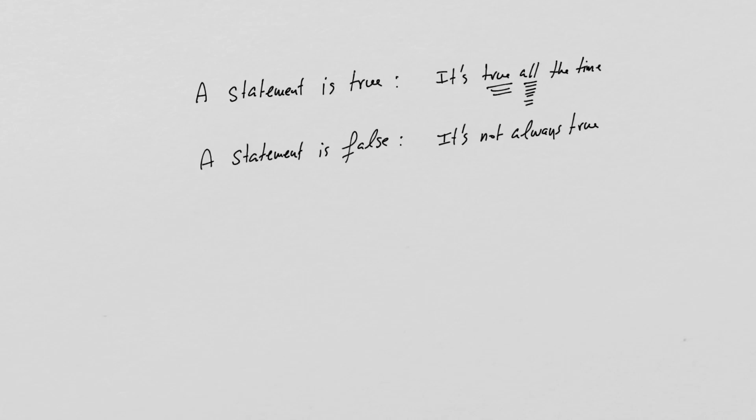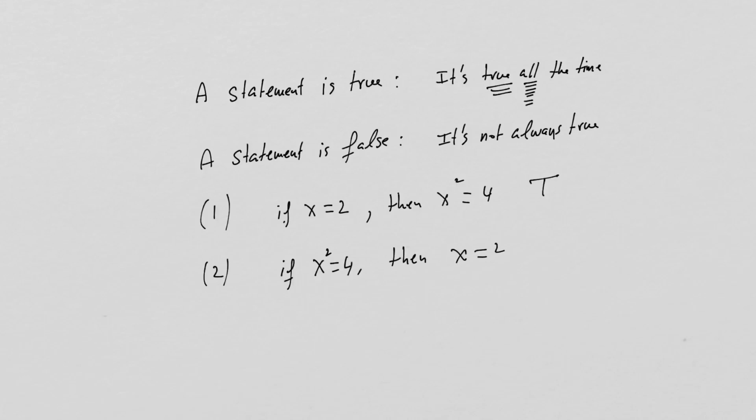We say we cannot depend on you. So we call it a false statement. Okay? So for example, if I say, if x equals 2, then x squared equals 4. That is clearly a true statement. This is always true. No matter what x is, if x is 2, then x squared equals 4. Nobody can deny this. But if I write for you statement 2, if x squared equals 4, then x equals 2, this is false. Why? Because x can also be negative 2.